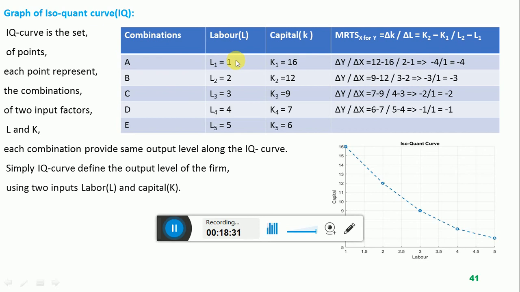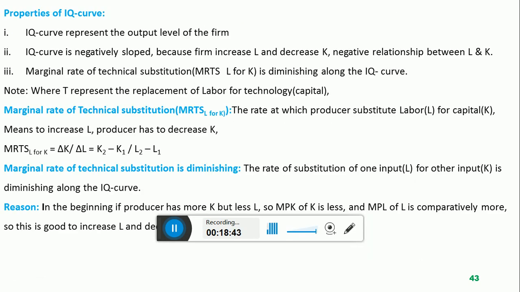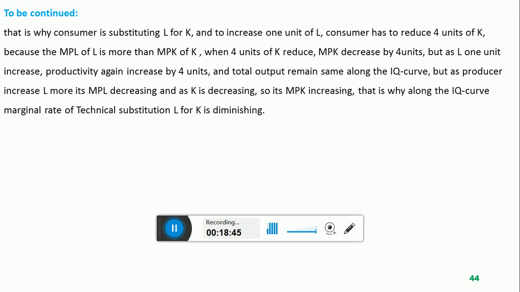That is why when the input productivity is high, definitely the company will increase that input, and the input whose productivity is small, definitely the company will reduce that input. So in this case, the productivity of the labor is more and productivity of the capital is small because it's not working. Labor is small in quantity, labor cannot manage this much huge capital, so producer is replacing capital with labor, increase one labor and decrease capital.